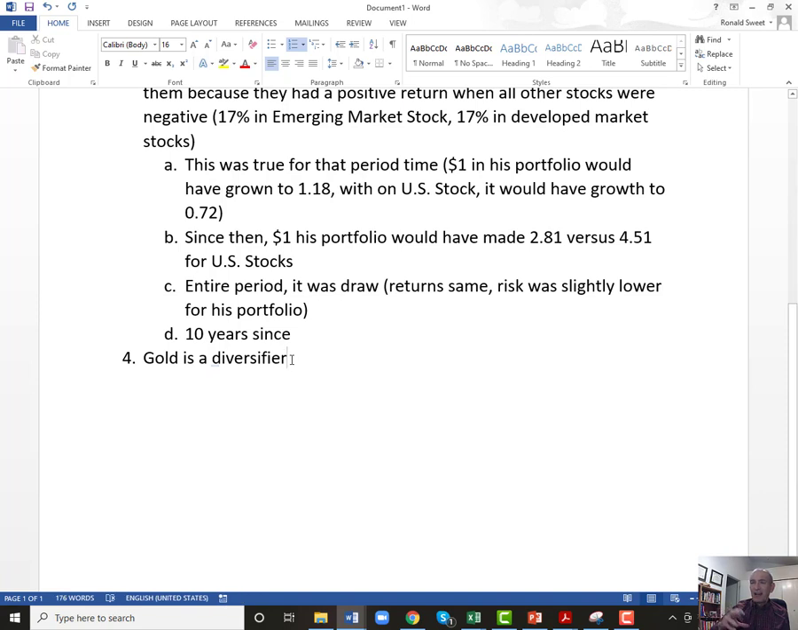I don't think it's a high allocation if you're just looking at the stock piece. 10 to 15 to 20% in emerging markets as a percentage of your stock portfolio, I think makes sense. But 17% of the overall portfolio seems a little bit extreme. But why did he recommend that? Because he was looking at historical numbers, and his investment frontier said, hey, based on the expected return and the risk of emerging markets, we should put 17% in emerging markets.